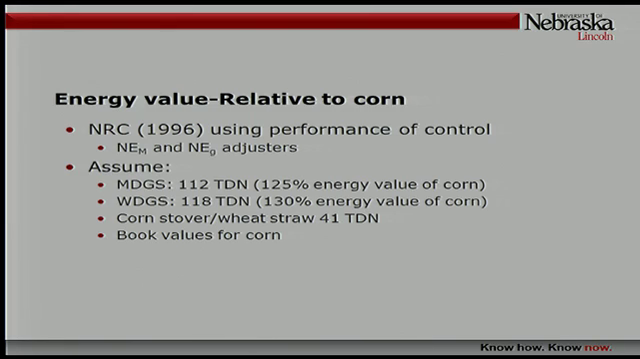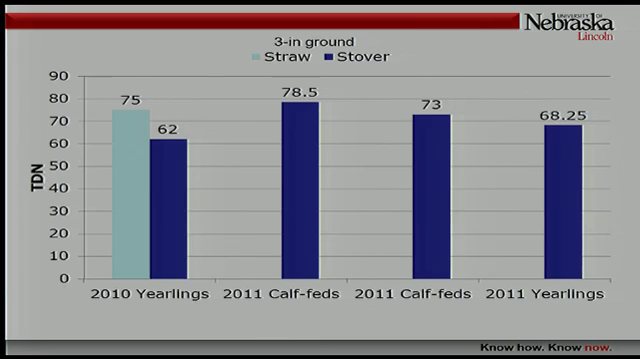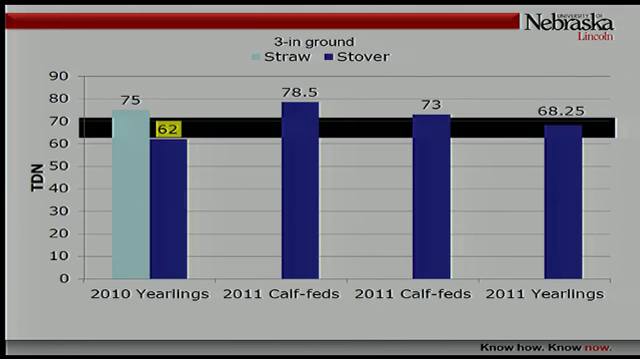We used 112, 118 for modified and wet distillers, 125, 130% the value of corn. Again, we assume that corn stover, wheat straw was 41% TDN and book values for corn. So using that, we got TDN values across these for these different experiments that I presented. We got TDNs anywhere from 62 to clear up almost to 80, depending on the study. The interesting thing to point out is if you compare those to what we observed digestibility-wise in the animal or in vitro, they're all generally higher.